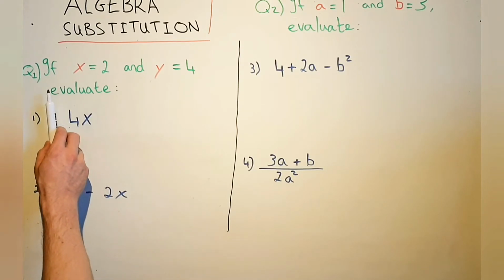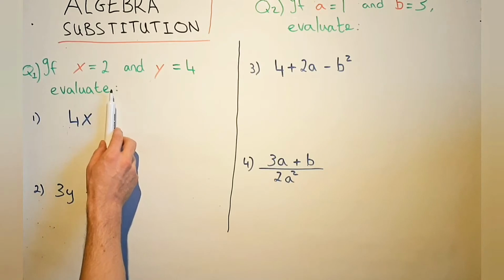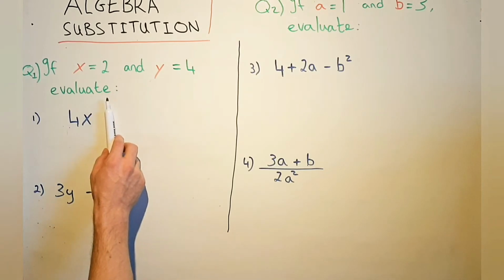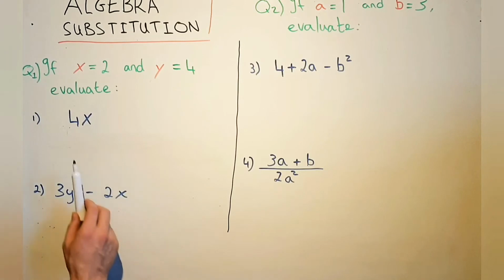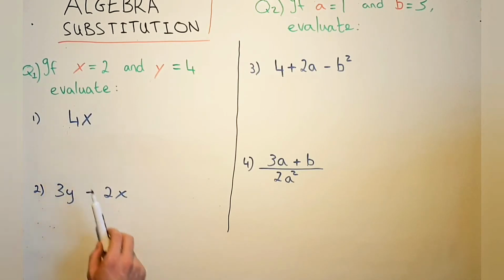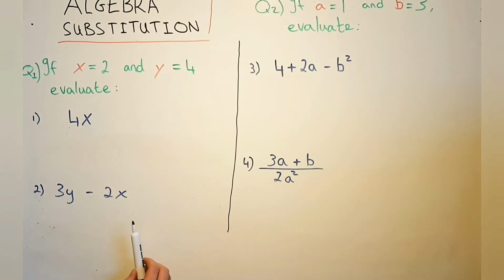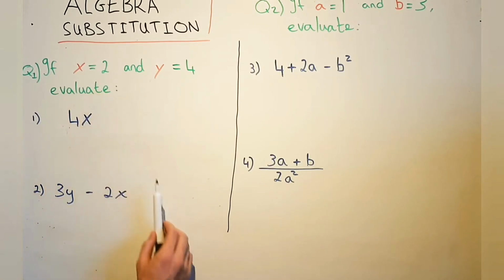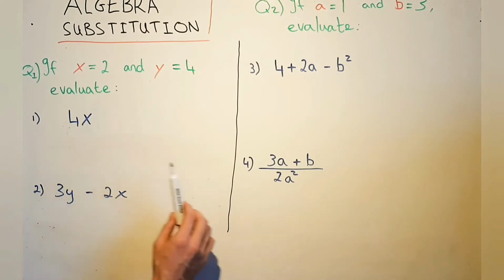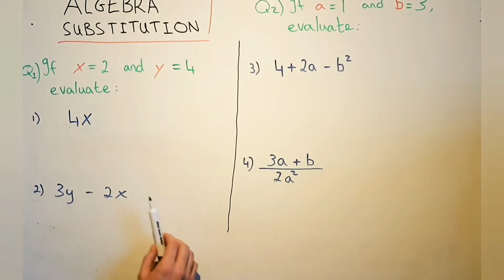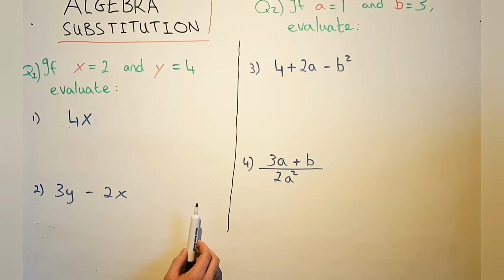Here you can see that I've written: if x is equal to 2 and y is equal to 4, evaluate the following expressions. The first expression is 4x. So we have a coefficient of 4, and then an x that is in product with that, or being multiplied by that. We're given the information we need to evaluate this expression. We know that x is equal to 2. Because there is no equals sign, these are purely expressions. We're not dealing with equations.